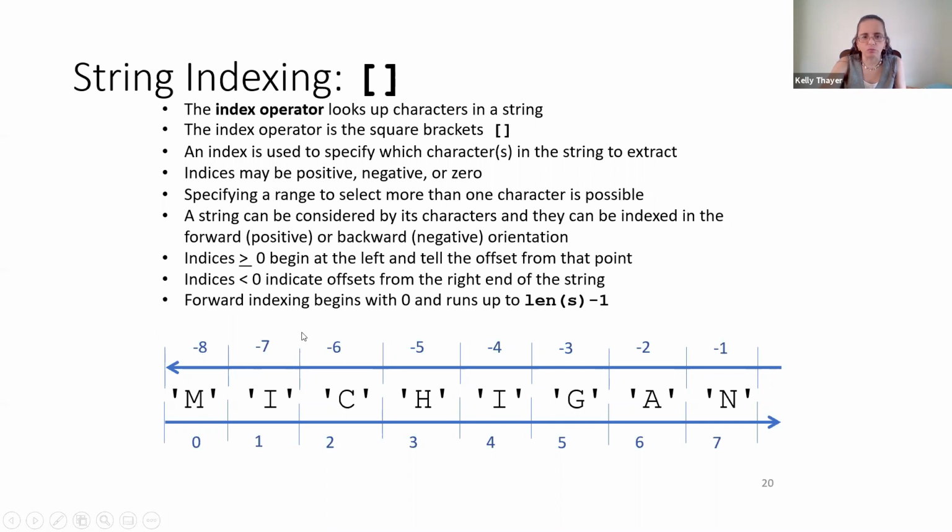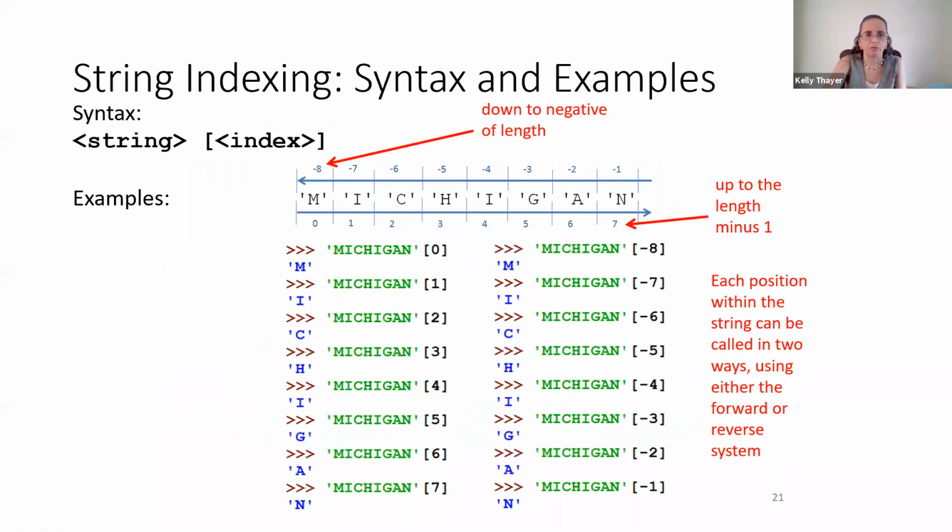And of course, just to point out, in case this wasn't obvious, a particular position may be indexed by more than one number. So for example, this C right here can be indexed using the positive index 2, but it could also be indexed using the negative index 6. So we have these double indices, and it can be useful because there may be cases when you want to index in the positive direction or in the negative direction, and that's available.